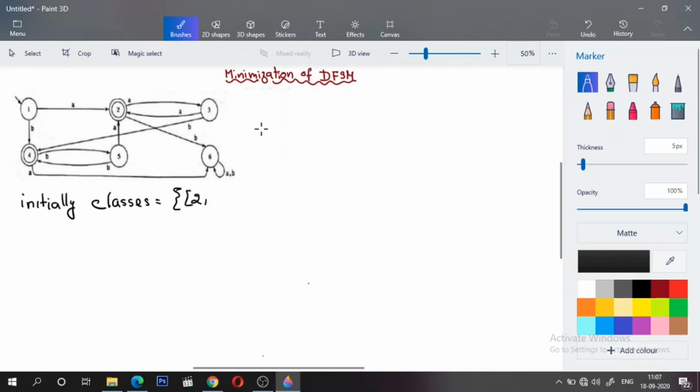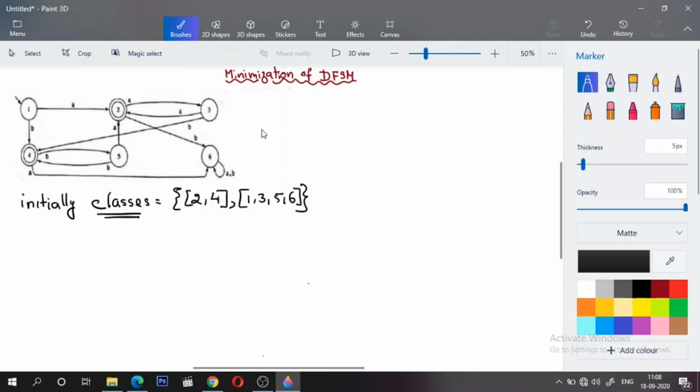Okay, so what are the accepting states here? I have 2 and 4, so I'll put them in the same class. Okay, and one more class is the rest of the states, those are non-accepting. So I have 1, 3, 5 and 6. Okay, so this is the initial step, that is creating classes which contain a group of accepting states and a group of non-accepting states.